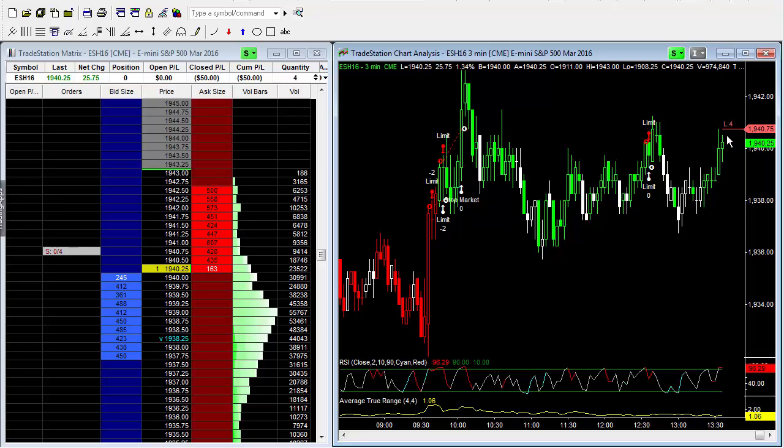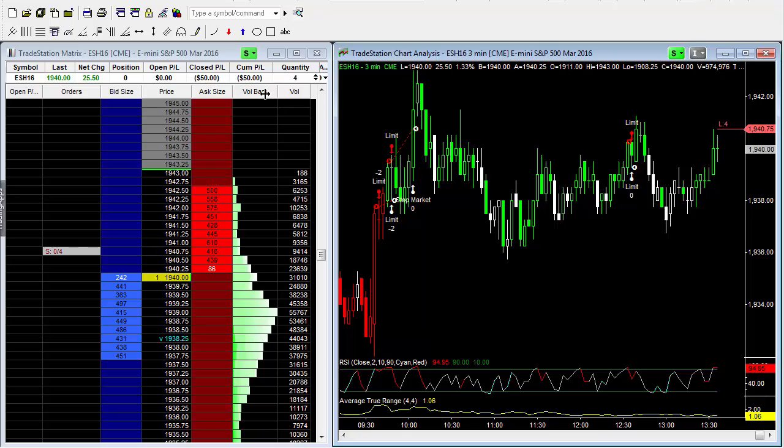Today is Monday the 22nd of February. We're looking at the E-Mini S&P 500, looking to put on a trade. I've had a couple real small trades today, down about $50 on the day.